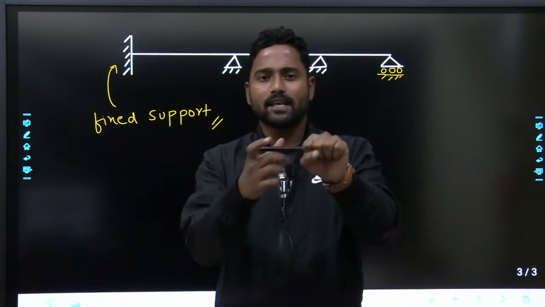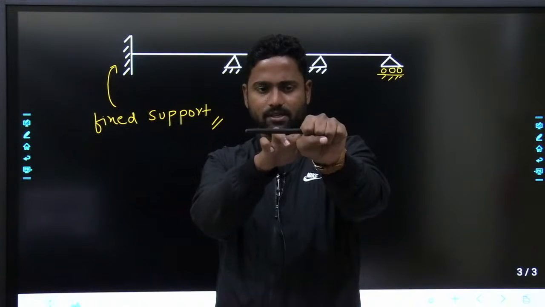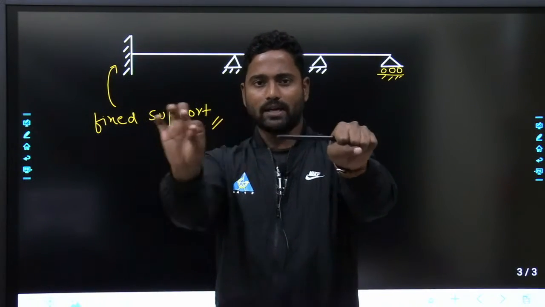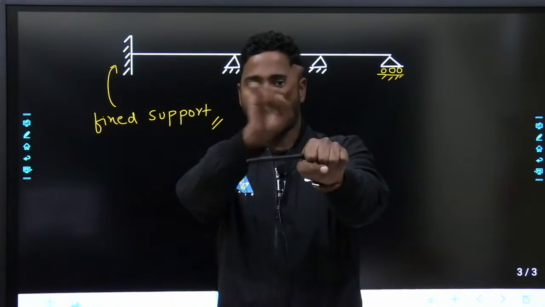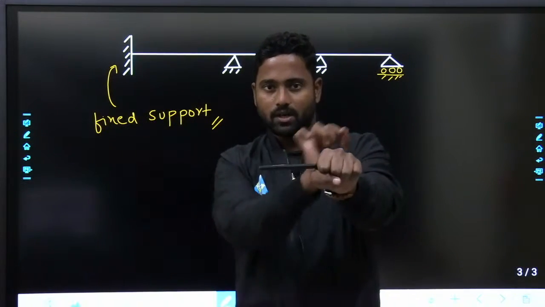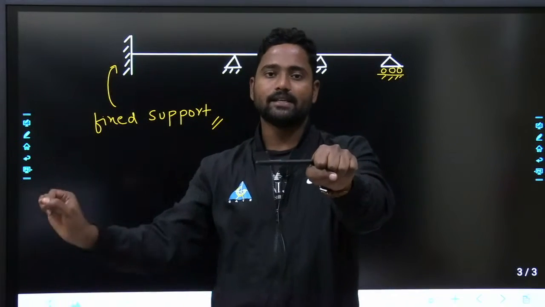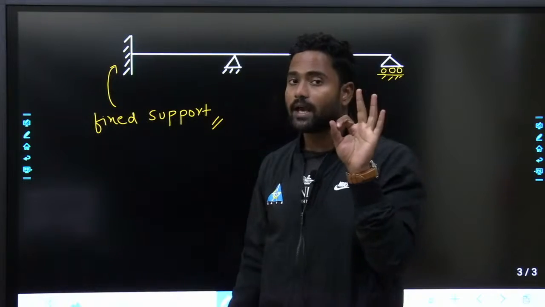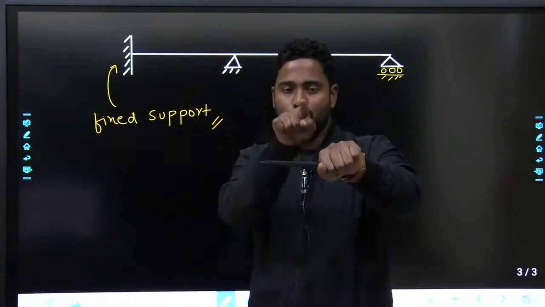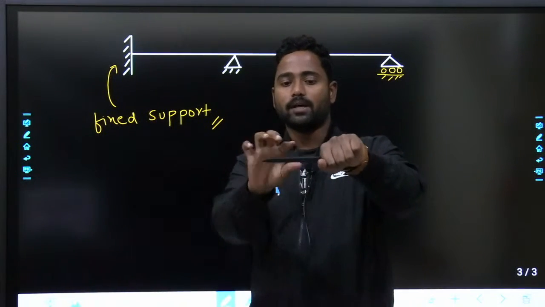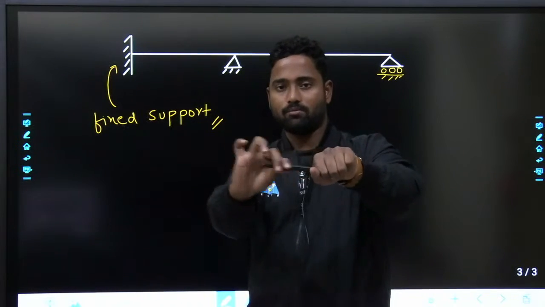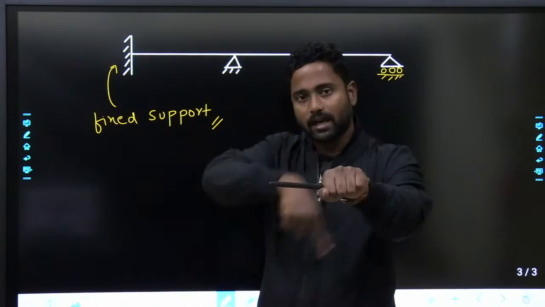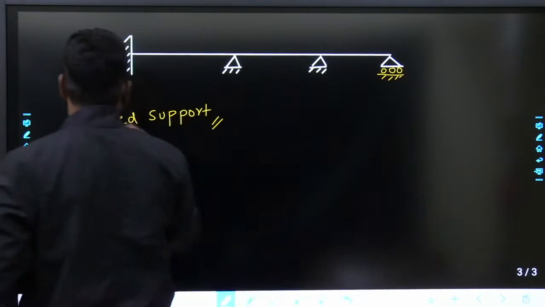Whenever I say this is fixed support, you can't move this structure downwards, you can't move it like this, you can't rotate it. So that is the reason 3 reactions will be developed at the fixed support. Since you can't move like this, the opposite reaction will develop. Since you can't rotate like this, the opposite reaction will develop.